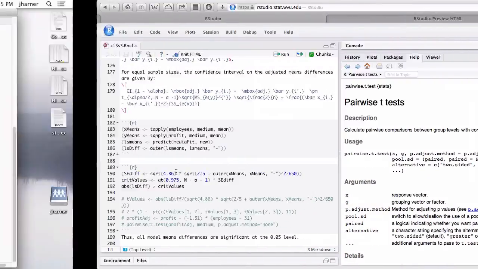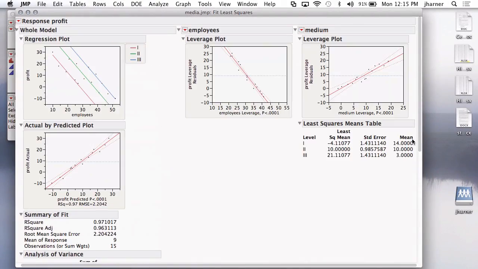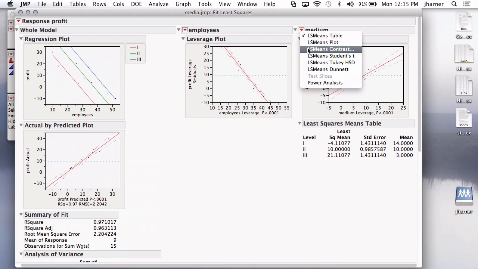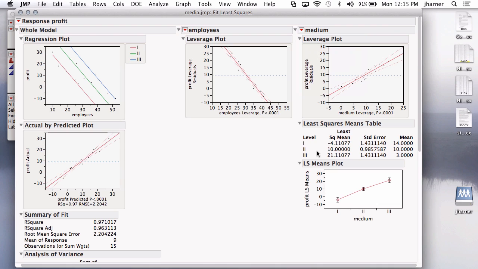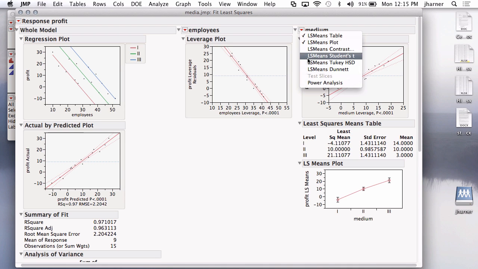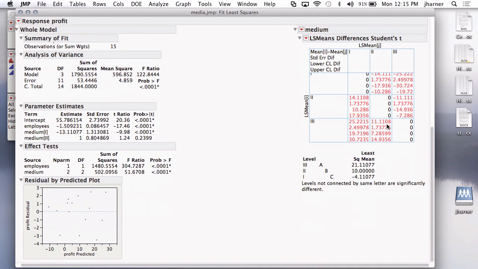Oh, by the way, over here they have the standard error and the means, and if I wanted to at this point, I could get the least squares means for Student's t, which is the LSD. And by the way, if I simply do the plot, these are the least squares means, the adjusted means, and I could see where the differences are. You can see that all three of these differences are significant, and that's what we showed last time. And this gives the confidence interval on each one of those.